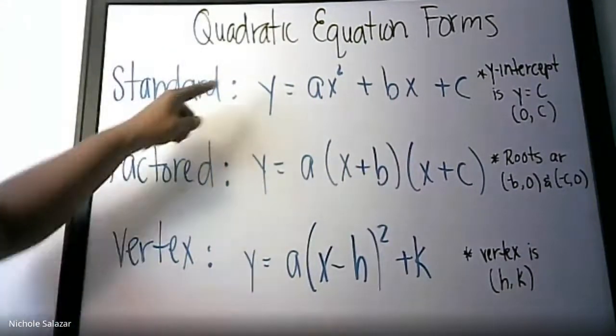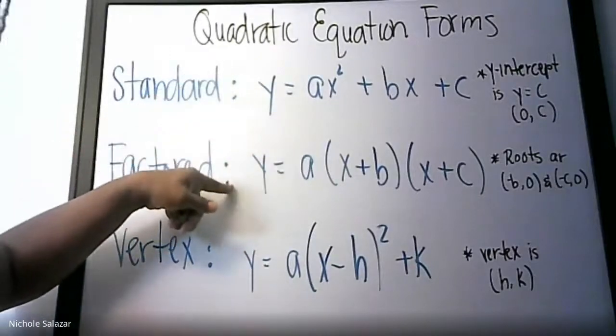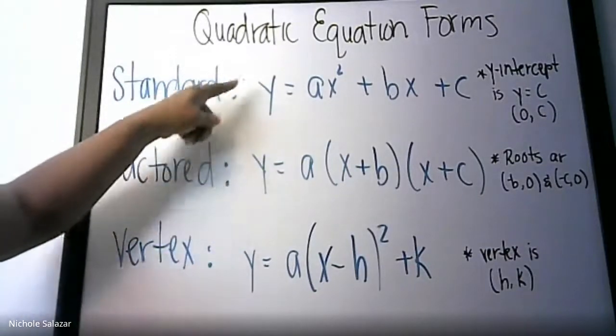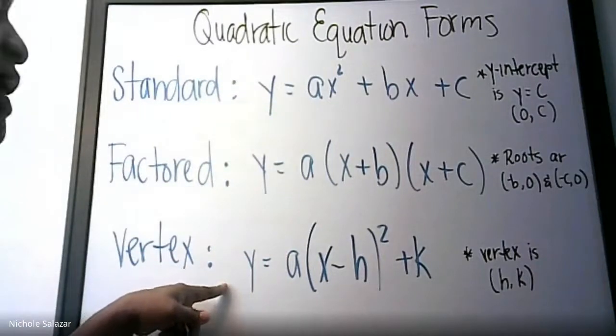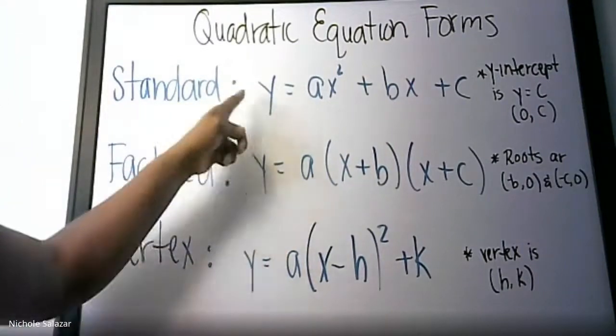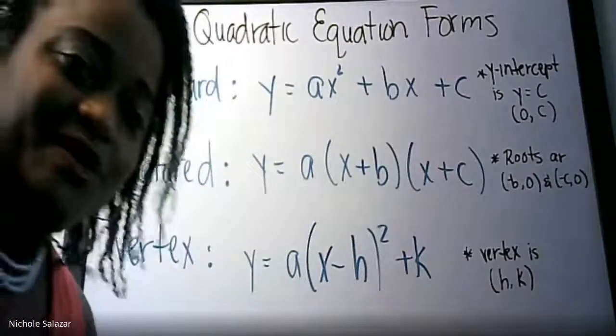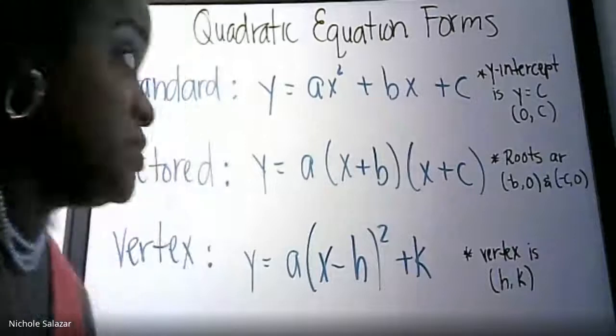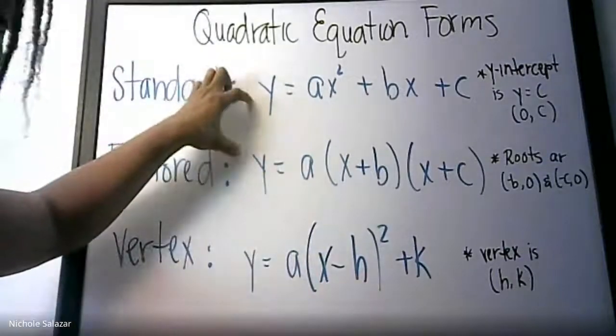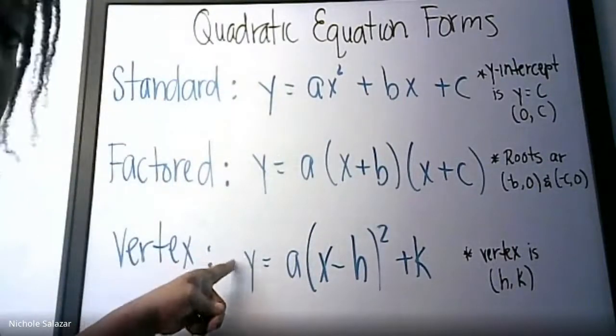You can go from standard form to factored form by factoring using the box and diamond. You can go from standard form to vertex form by completing the square. And you can go from factored form to standard form by multiplying it out. Okay, so they all have their uses. In Algebra 1, we mostly use these two. In Algebra 2, you will mostly use this one.